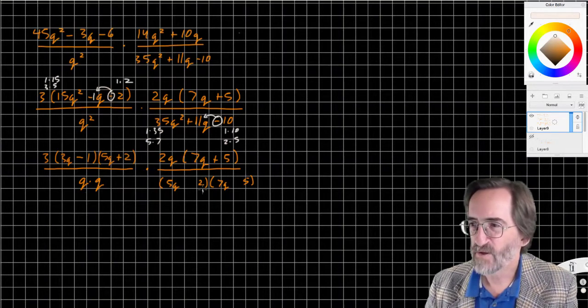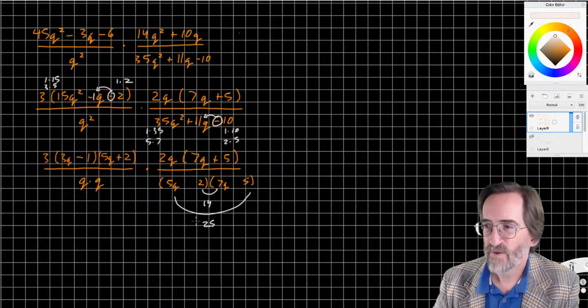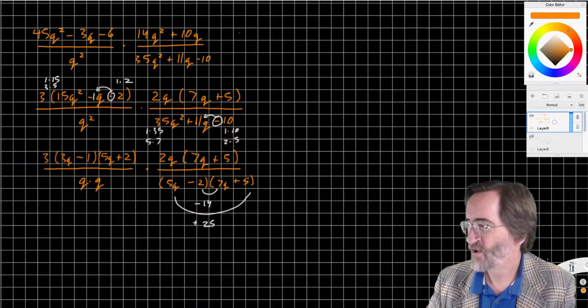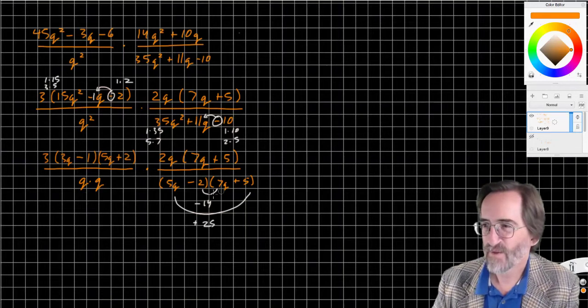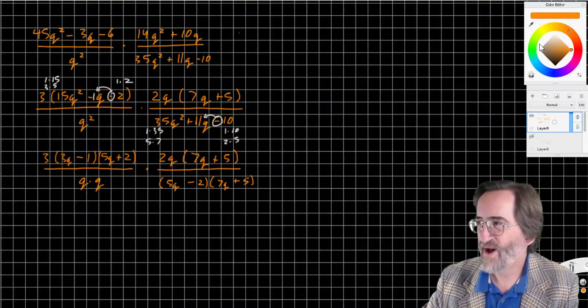So the middles, 2 times 7. Outsides, 5 times 5, 25. 25 minus 14 is 11 if the 25 is positive and the 14 is negative. So we want the negative on the 2 and the positive on the 5. All right, here we go. Okay, there we go. We've got it factored.